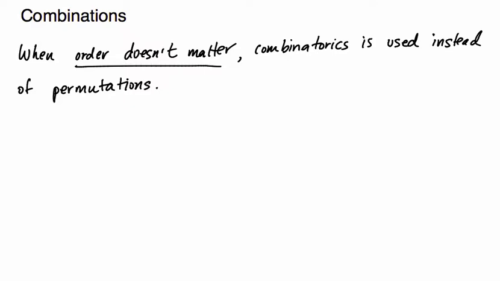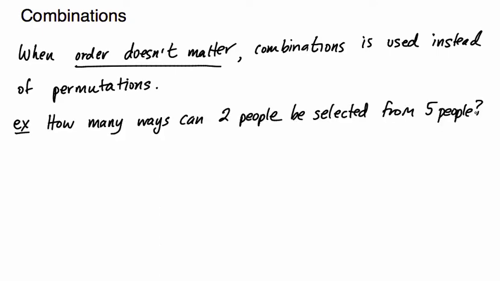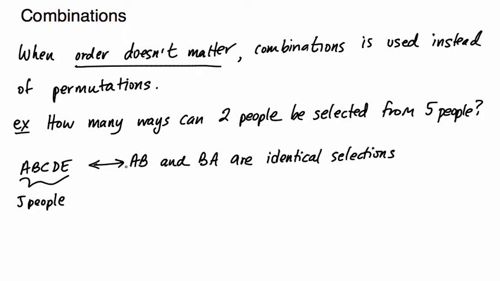Combinations. When order doesn't matter, combinations are used instead of permutations. For example, how many ways can two people be selected from five people? These are all unique people, and you want to select two of them. It's like you've got A, B, C, D, and E. If you select A and B, that's exactly the same as selecting B and A. So for these, we use combinations instead of permutations.